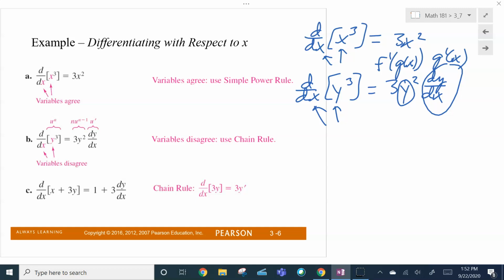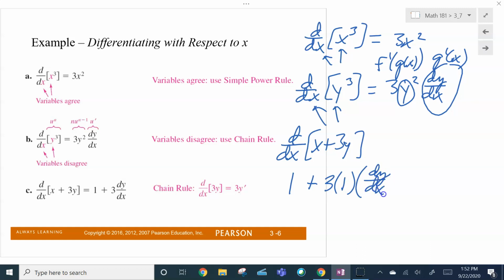Okay, so the derivative of x plus 3y, next one here. We take the derivative of x. Notice these variables agree, so it's just 1. And then we take the derivative of 3y, so the constant stays there. You take the derivative of y. It's kind of like the derivative of x is 1, right? But then again, g prime of x, so dy/dx. This is the chain rule part. The variables disagree. So it's 1 plus 3 dy/dx.